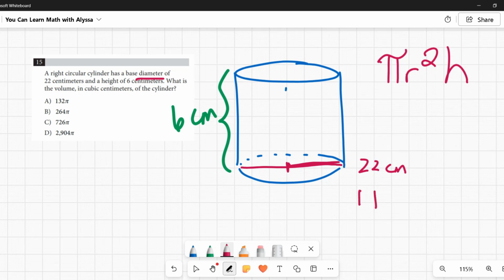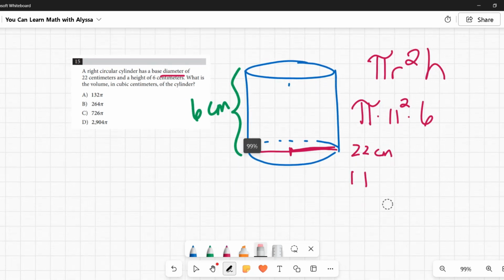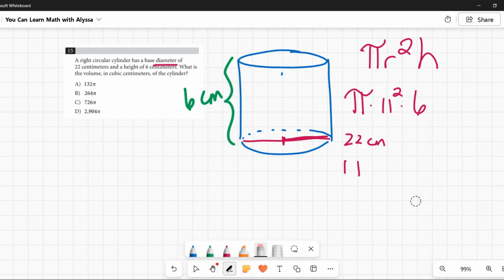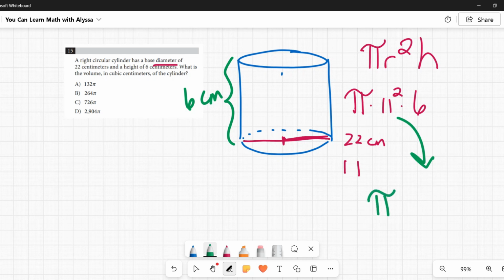And then I'm going to plug my numbers because I have my radius, I have my height of the cylinder, so I'm ready to go. So pi times the radius, which is 11, squared, times my height of 6. Okay, so let me zoom out a little bit. I always run out of room because I write too big. And then so I'm going to bring this down here. So again is pi, 11 squared is 121 times 6.